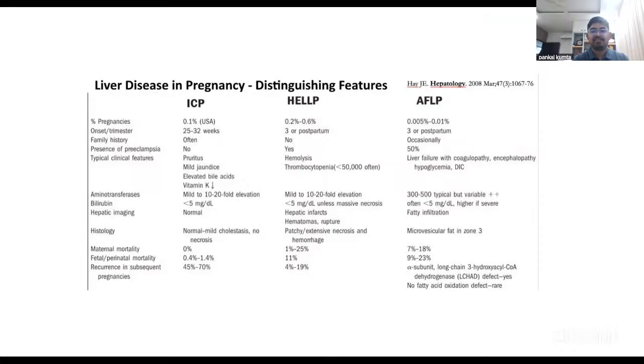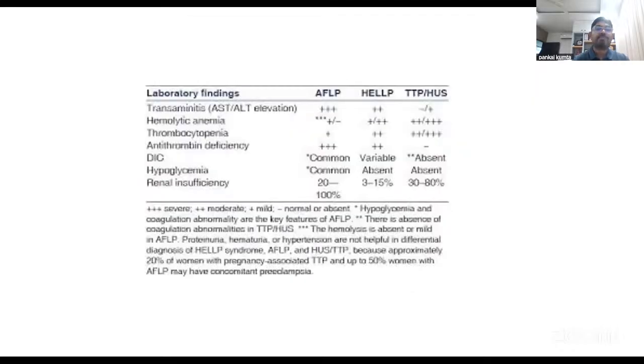And yes, we did miss that question because I couldn't immediately recollect it. But the answer for the defect of the enzyme is LCHAD, the alpha subunit of the long chain 3-hydroxyacyl CoA dehydrogenase defect. So again, these are things that may also be a question, so always remember that.